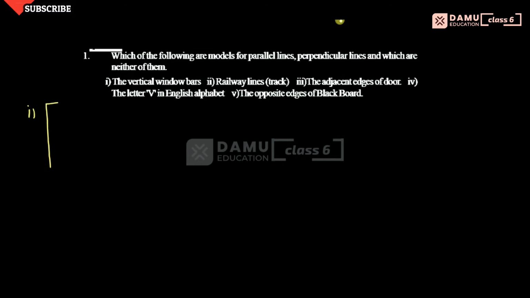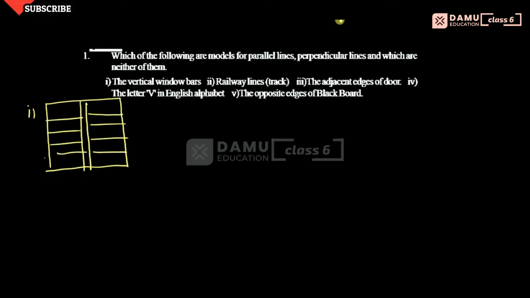So actually, you'll have a window like this, so let's take window bars maybe like this. So all of these vertical window bars, these are all parallel to each other, they are not intersecting, these are all parallel. So parallel symbol is like this. So first one is parallel lines.